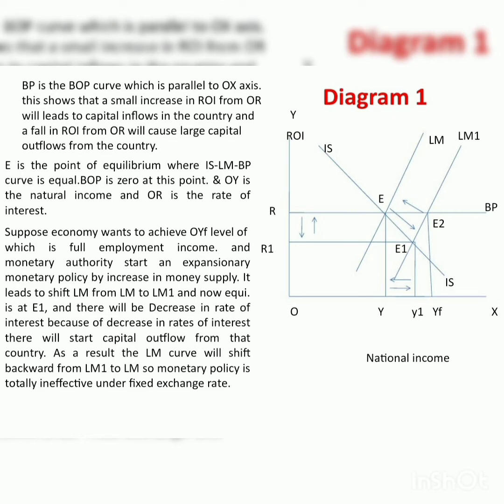E is the point of equilibrium where IS, meaning investment and saving, and LM, meaning money demand and money supply, intersect. This is known as the ISLM model, which we discuss in another lecture. And the BP curve is in equilibrium. So BP is 0 at this point, OY is the level of national income, and OR is the rate of interest.